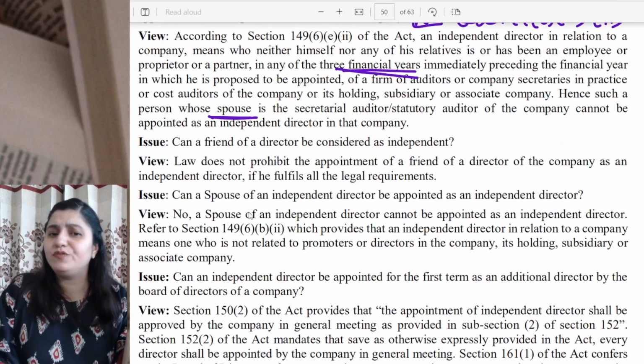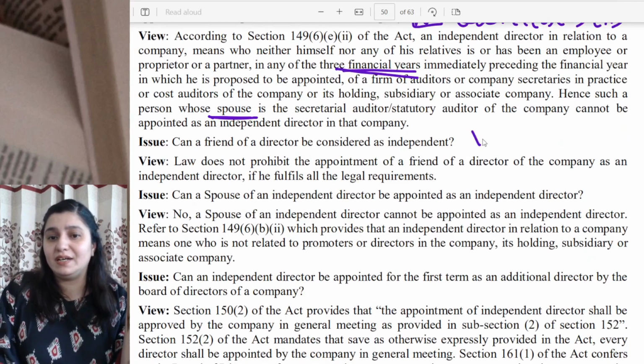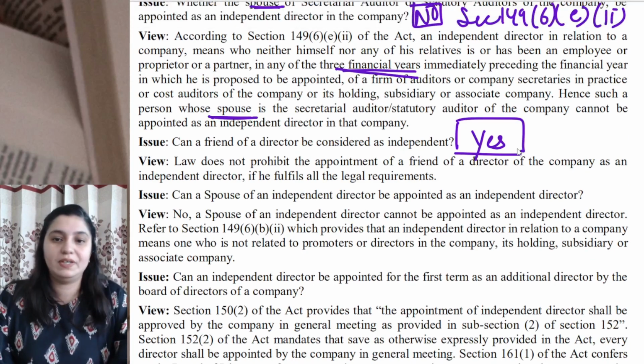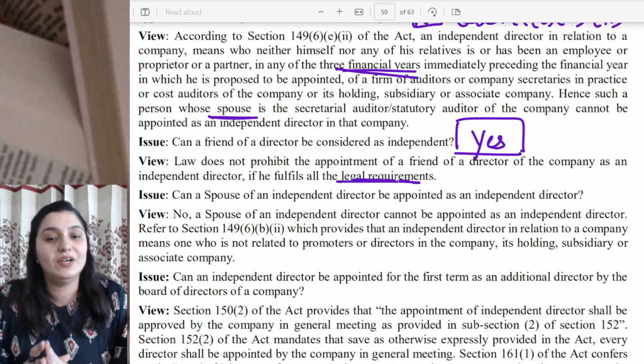Next, can a friend of a director be considered as independent? Yes. Basically, the law does not prohibit the appointment of a friend because he is not a relative, right? So a friend is eligible if he fulfills all the legal requirements.